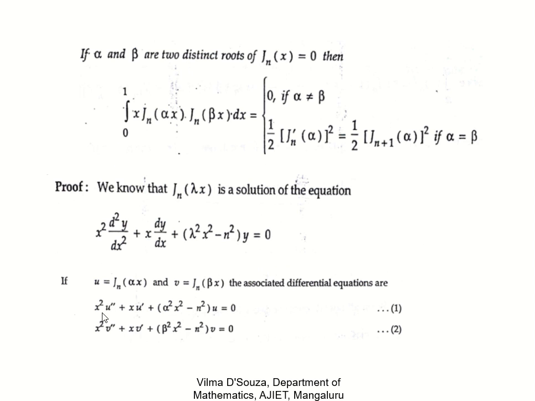Now in the next step, you multiply equation 1 by v by x, and equation 2 by u by x. When you multiply equation 1 by v by x throughout, you will get v by x into x square u double dash, plus v by x into x into u dash, plus v by x into alpha square x square minus n square into u is equal to 0.